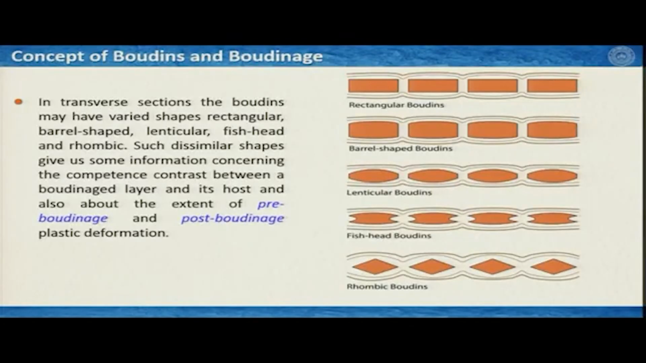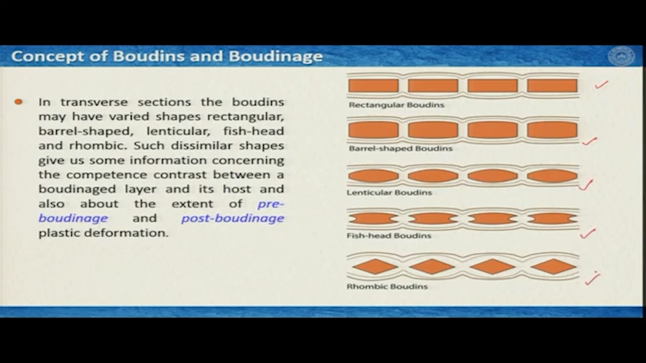We figured out that the Boudins may have varied shapes, and these could be rectangular, barrel shaped, lenticular, fish head and rhombic shapes. Now, these dissimilar shapes give us some information concerning the competence contrast between a Boudinage layer and its host rock, and at the same time it tells us the pre-Boudinage and post-Boudinage plastic deformation in particular. So, what we see here is a series of illustrations.